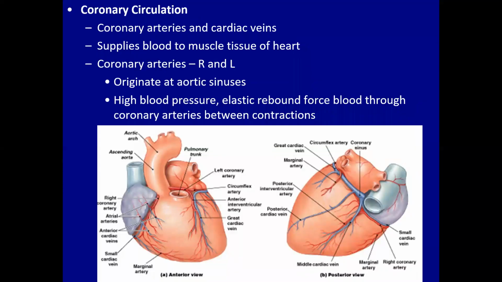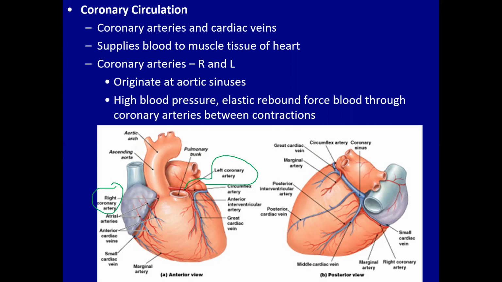All right, so I have talked a little bit about coronary circulation, but let's go into it in a little more detail. These are the cardiac arteries and the cardiac veins. And so they're supplying blood to the heart muscle and taking blood away from the heart muscle that also contains CO2 and waste. So we have the right and left coronary arteries. Here's the right coronary artery right here, and here is the left coronary artery right here.